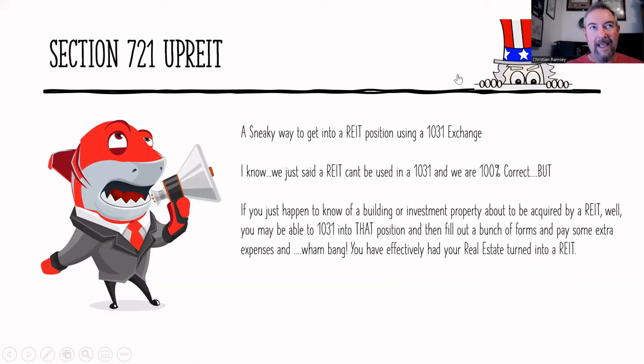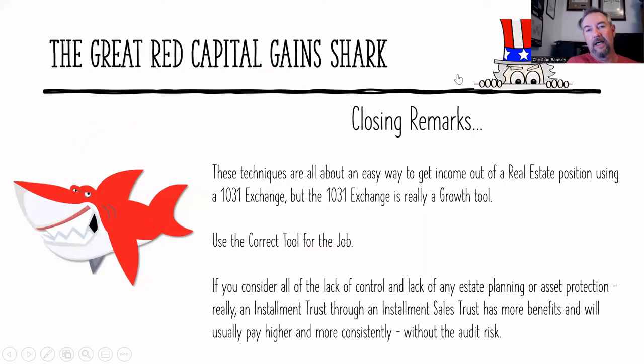Now, you can technically sort of backdoor yourself into a REIT using a 1031 exchange, and that is what they call a Section 721 UPREIT. In broad strokes, what you do is you buy yourself a property that is going to be acquired by a real estate investment trust. And then when that REIT buys the property, instead of giving you cash, they give you shares of the REIT. So it's a one shot, one go kind of deal. You can never 1031 after that. But again, I'd question the utility of 1031 exchanging into a REIT in the first place, because 1031 exchanges are primarily a growth tool.